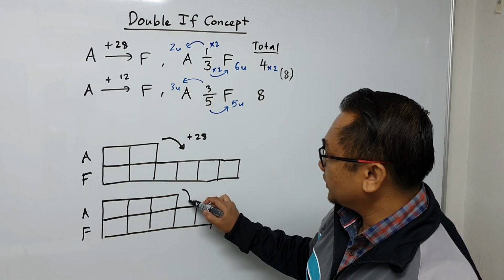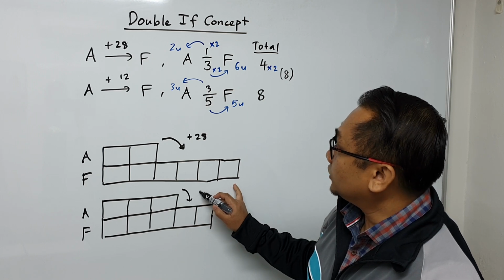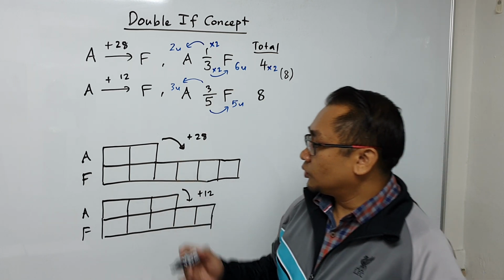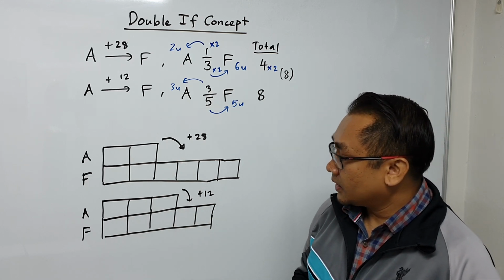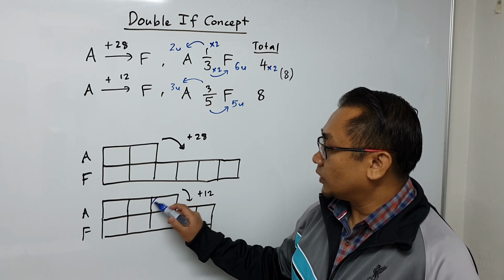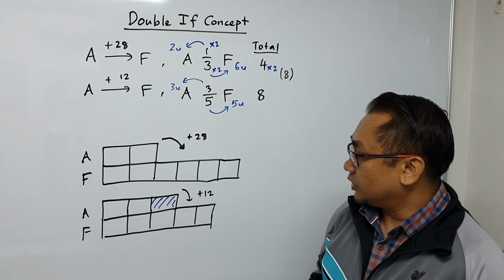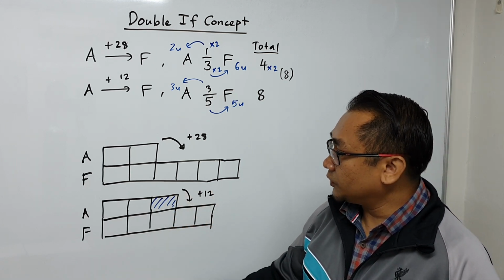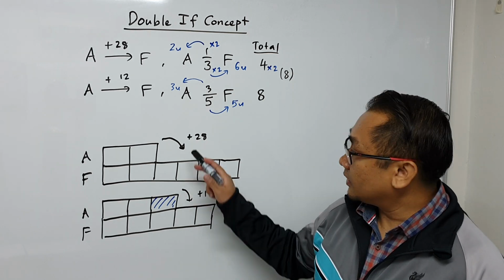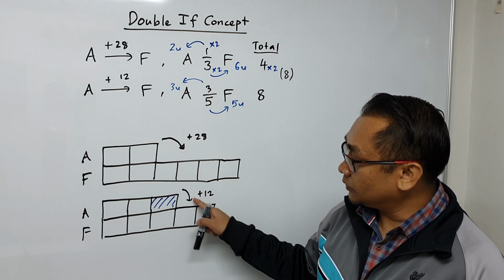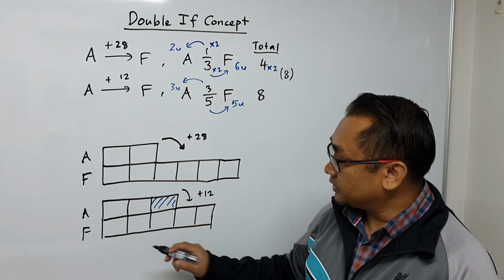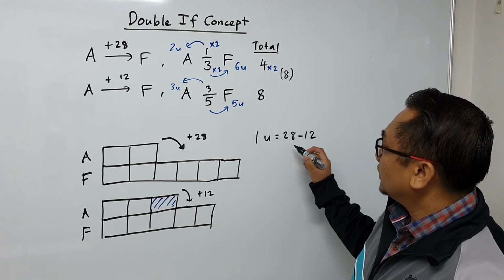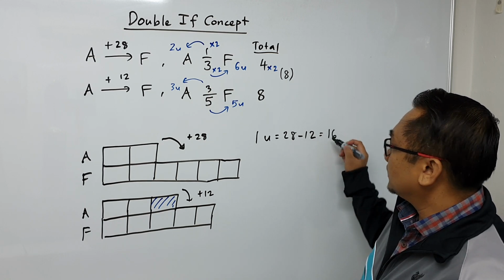So what is the difference here? Here Alfred only gives 12 stamps. What can you see from the model? The difference is 1 unit. Can you see that the difference is 1 unit? And how much is this 1 unit? Here 28 was given, here only 12 was given. So this 1 unit is equal to 28 minus 12, which is 16.